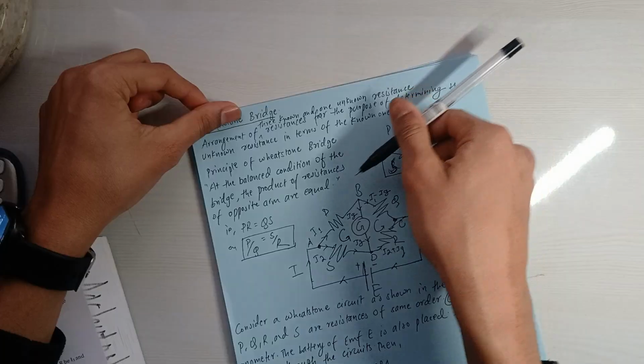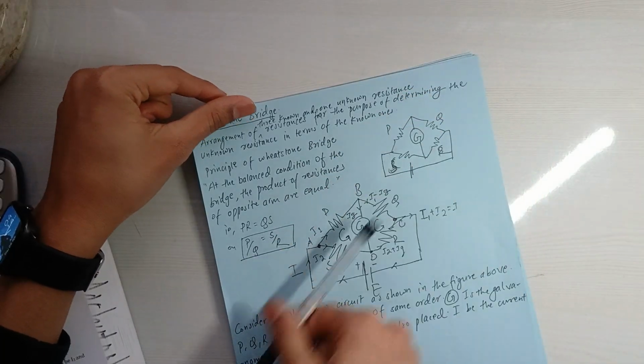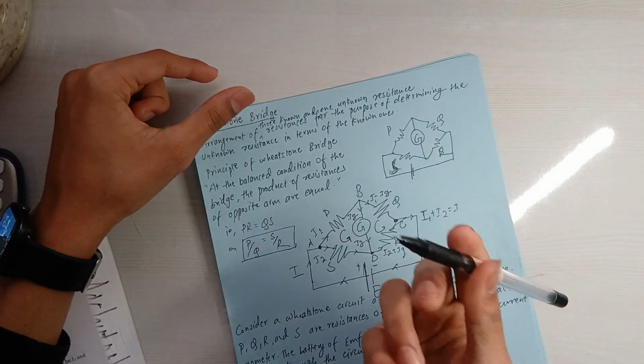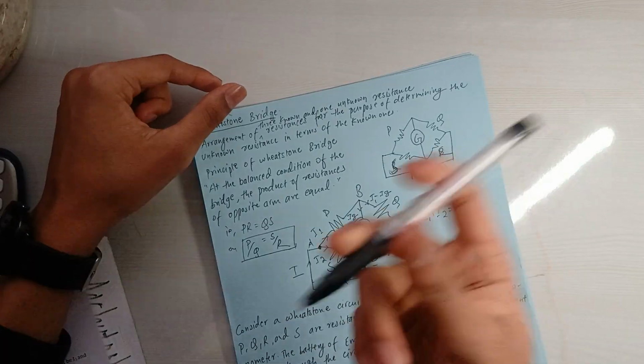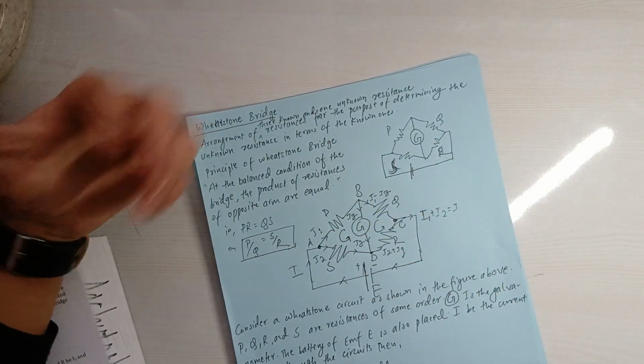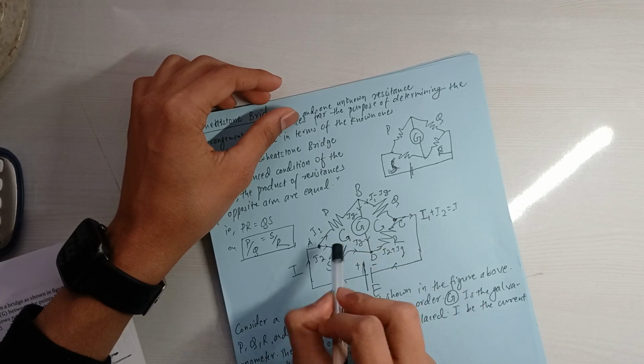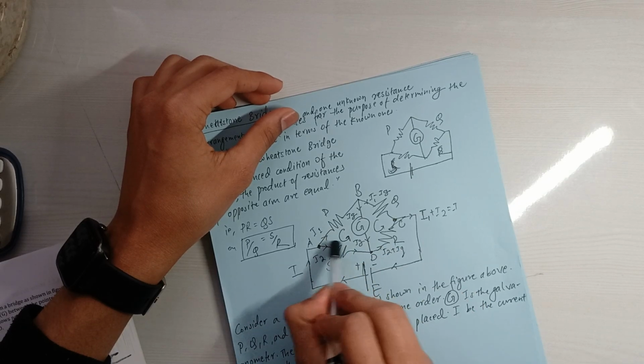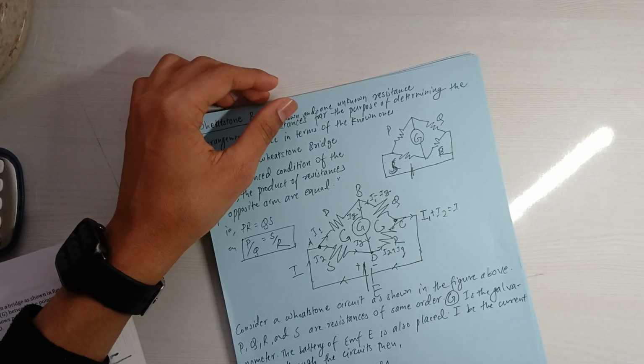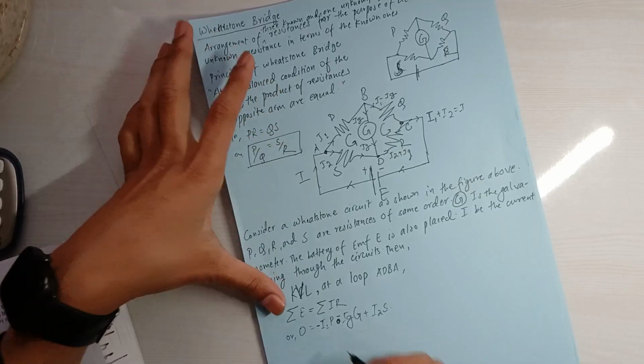That means it should be like this. If this direction matches the direction of current, that becomes positive, and if this direction does not match the direction of current, that becomes negative. In other words, this is not being met, but this is being met. It is parallel, it is anti-parallel, that is why it is negative. Okay, now we're moving on to the next portion.